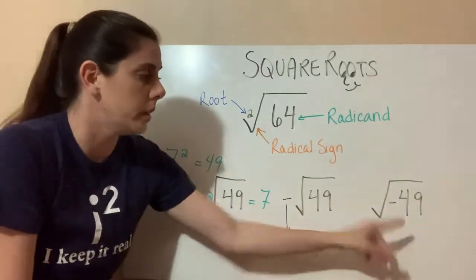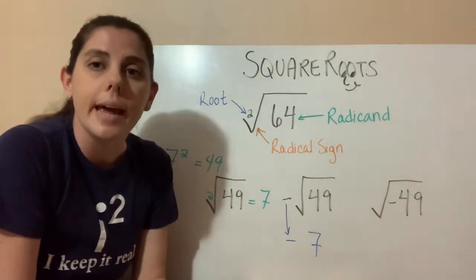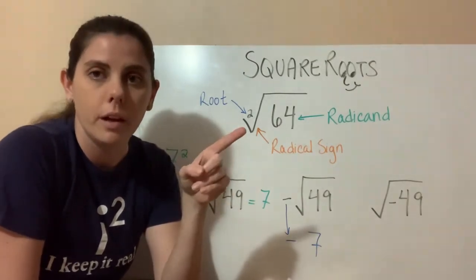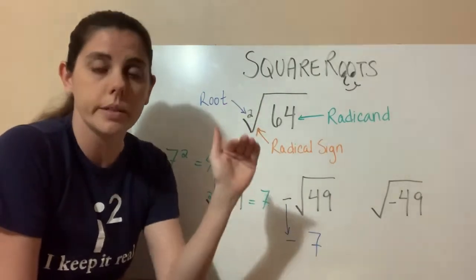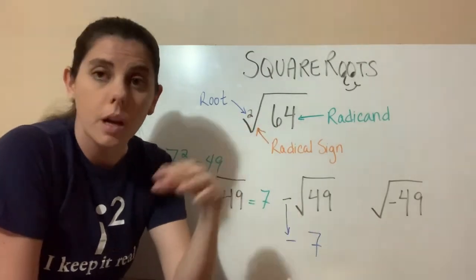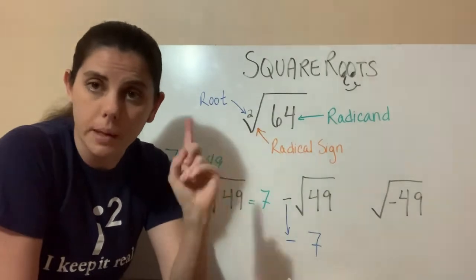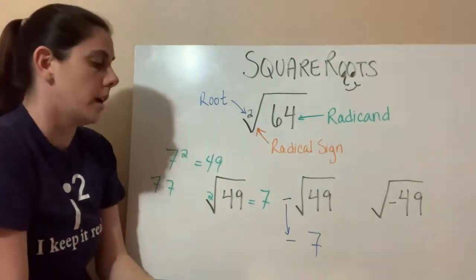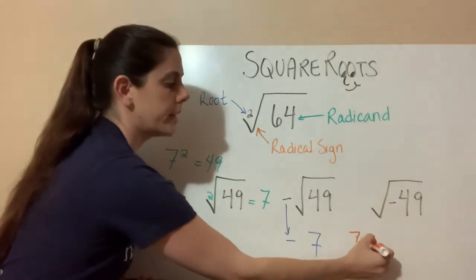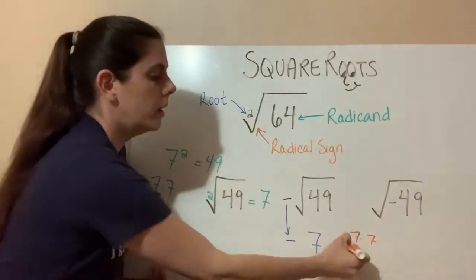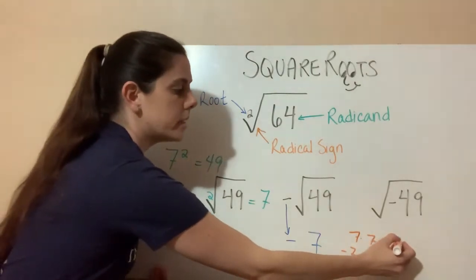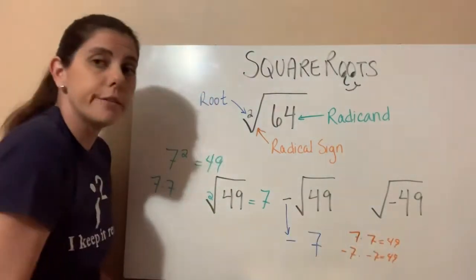Now our last one is the square root of negative 49. So let's think about this. Can we have a negative as part of the radicand or under the radical sign if we're taking a square root or a 4th root or a 6th root or any other even root? Can that happen? Is that possible? No, it's not. So let's think about this. In order to get a 49, we would have to multiply a 7 times a 7 or a negative 7 times a negative 7. But in each of those cases, they will equal a positive 49.